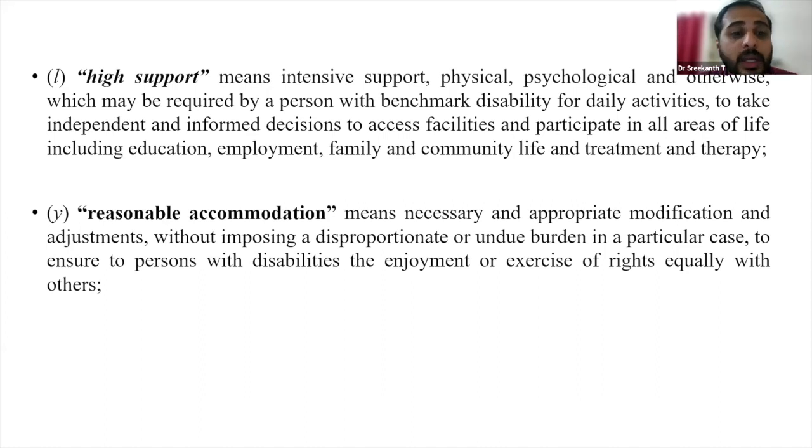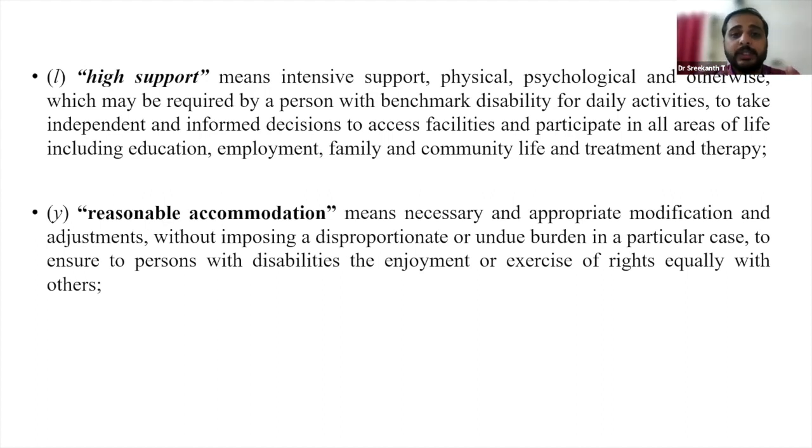Then there is something called reasonable accommodation, which says that when a person with a disability requires an appropriate modification in terms of physical, psychological, or environmental aspects, which is causing a burden to that particular person, the appropriate authority should provide a reasonable accommodation to that person. This is very important, and we need to understand very clearly that according to each disability, this particular provision might differ.